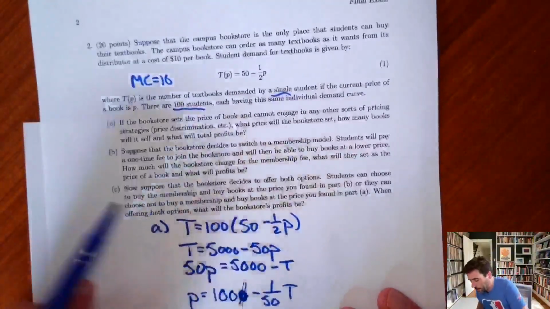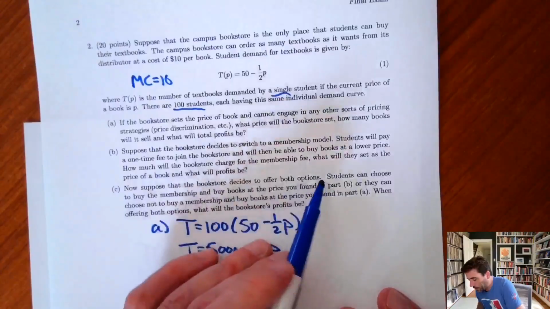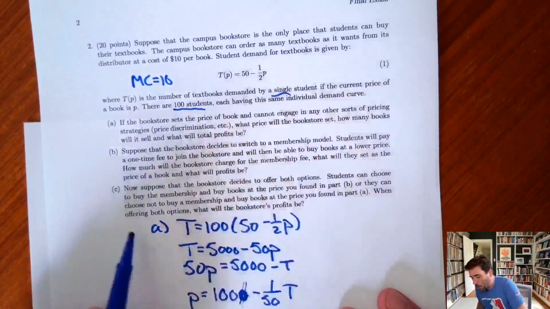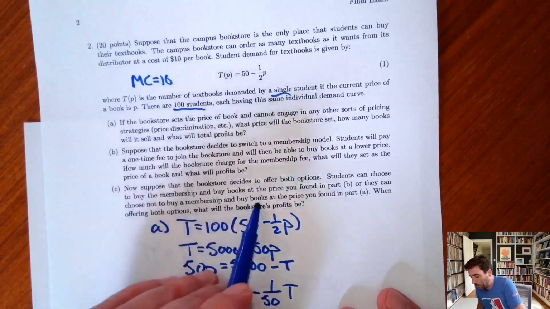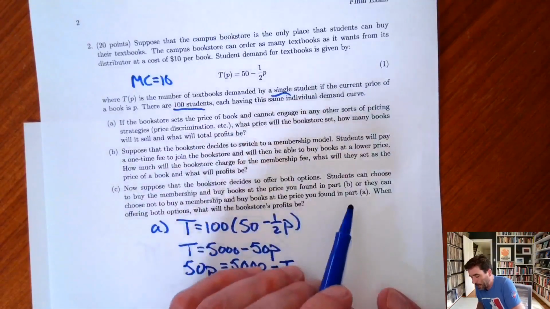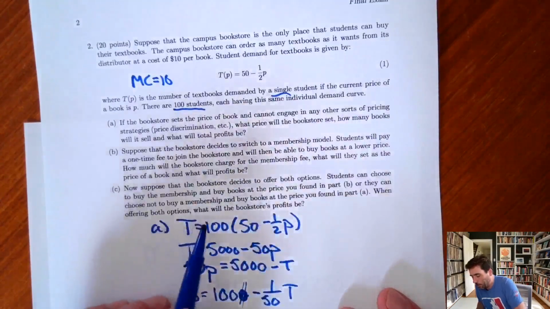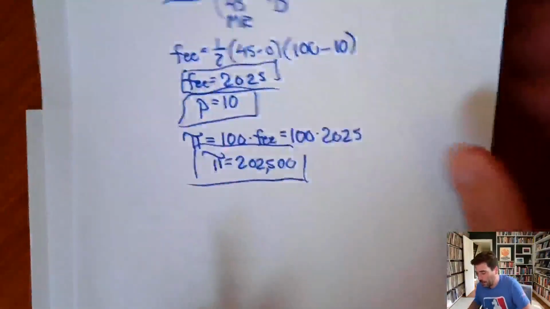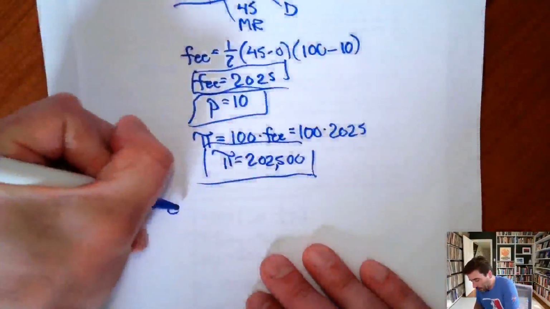All right, now suppose the bookstore decides to offer both options. Students can choose to buy the membership and buy books at the price you found in Part B, or they can choose not to buy the membership and buy books at the price we found in A. When offering both options, what will the bookstore's profits be? All right, let's tackle Part C.